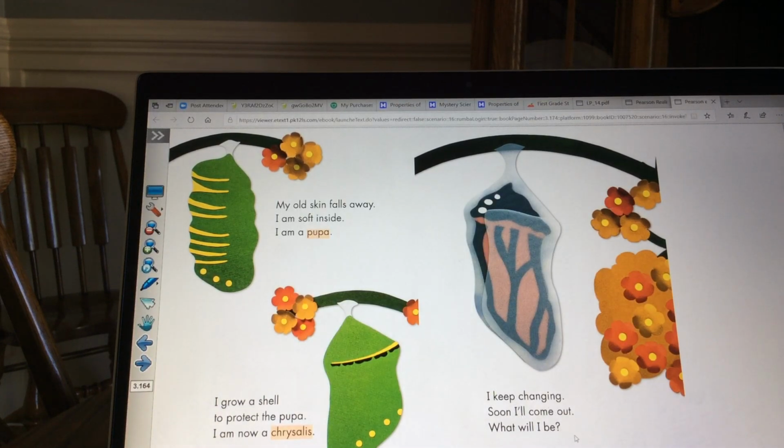"I keep changing. Soon I'll come out. What will I be?" I can see in there. What do you think it's going to be? Use your background knowledge, your schema. Open up that file in your filing cabinet and see if you can make an inference. What will it be?